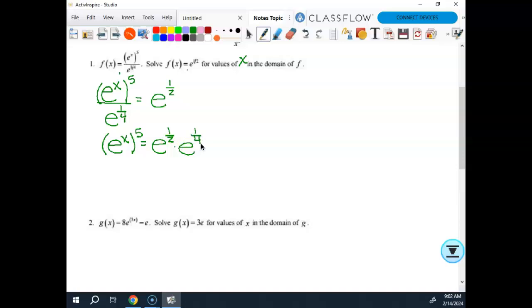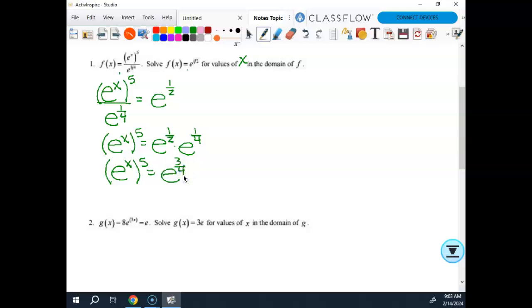Right. And could I make this on the left e to the 5x power? Yes, I just haven't, because I'm not sure if I want to yet, because there's different things that I could do with it. There's nothing wrong with doing that, but again, you don't want to do too much in one step in case you wish you hadn't, and then you have to go back and undo it anyway. So we're going to leave this as e to the x to the 5th. And then what is e to the 1/2 times e to the 1/4? E to the 3/4.